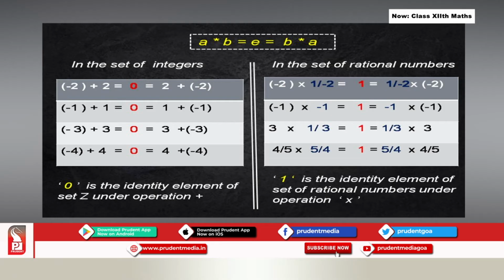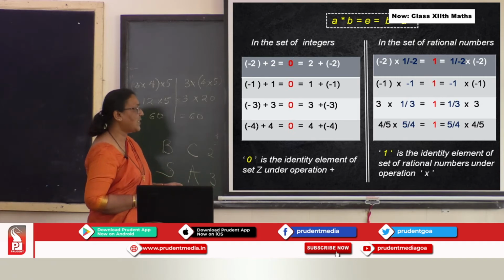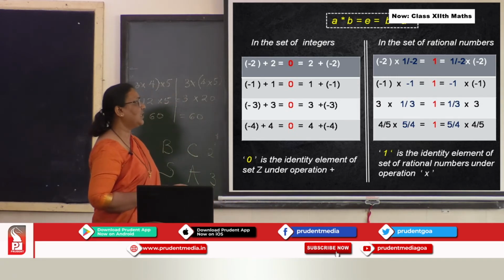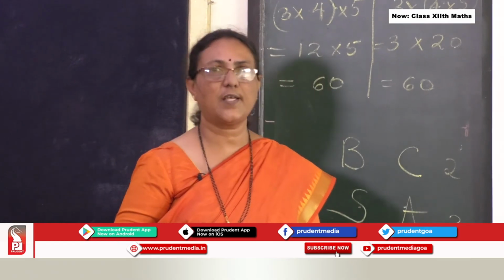If you write the reverse of this, have you all seen, these numbers are written first in multiplication, then the order is changed, and again you are getting the same answer. Then this 1 is called the identity element of the set of rational numbers under the operation. Is it clear to you all? Any doubt here? All the 4 concepts are clear.